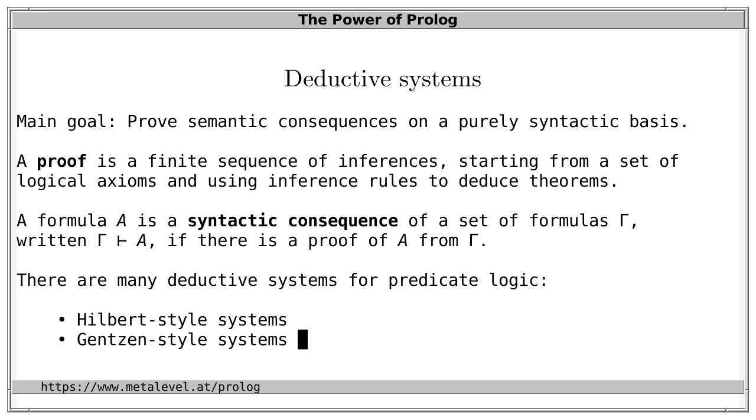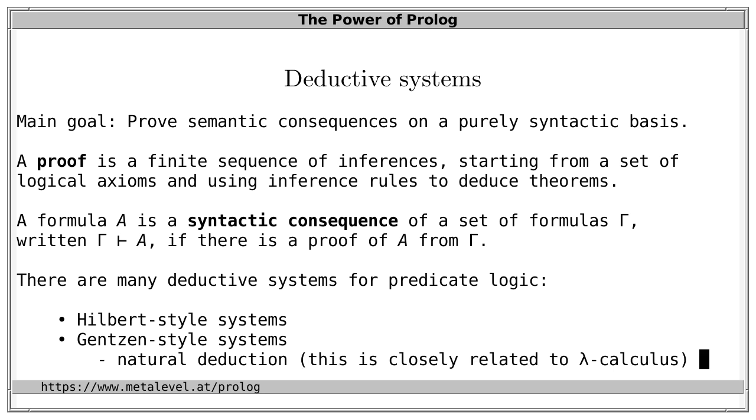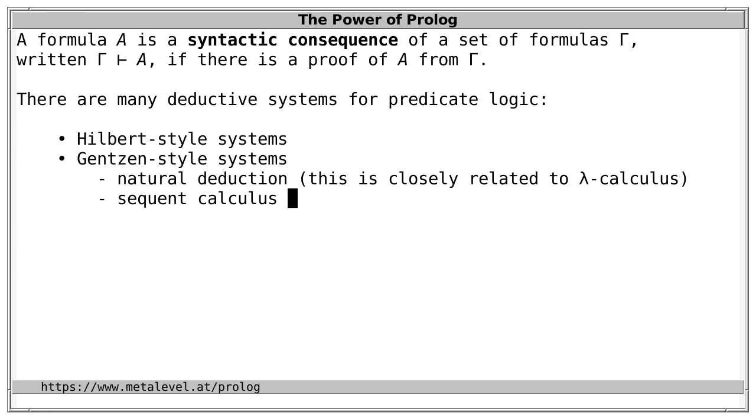And on the other hand, there are Gentzen-style systems, such as natural deduction, where the goal is to emulate the kind of reasoning that one could call natural reasoning. And this is in fact closely related to lambda calculus by the Curry-Howard isomorphism and sequent calculus. And Gentzen-style systems have more inference rules than Hilbert-style systems.